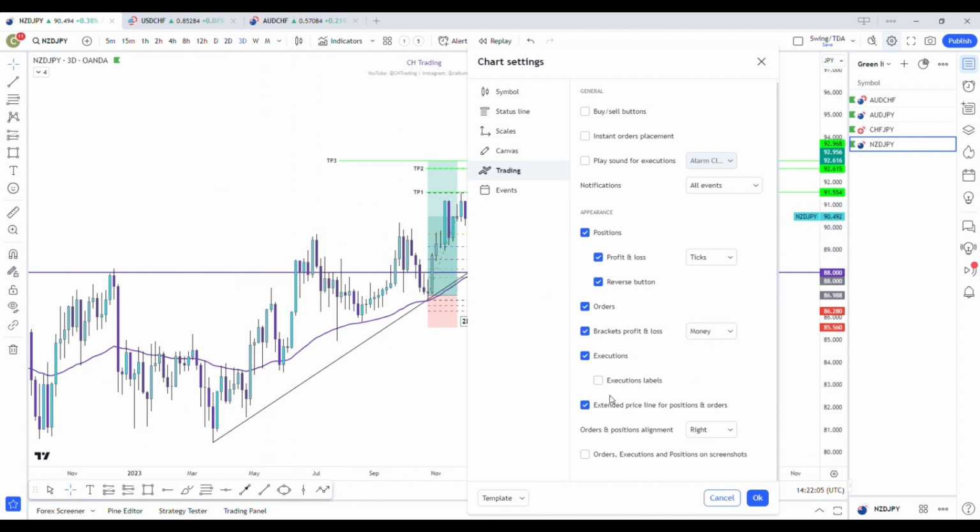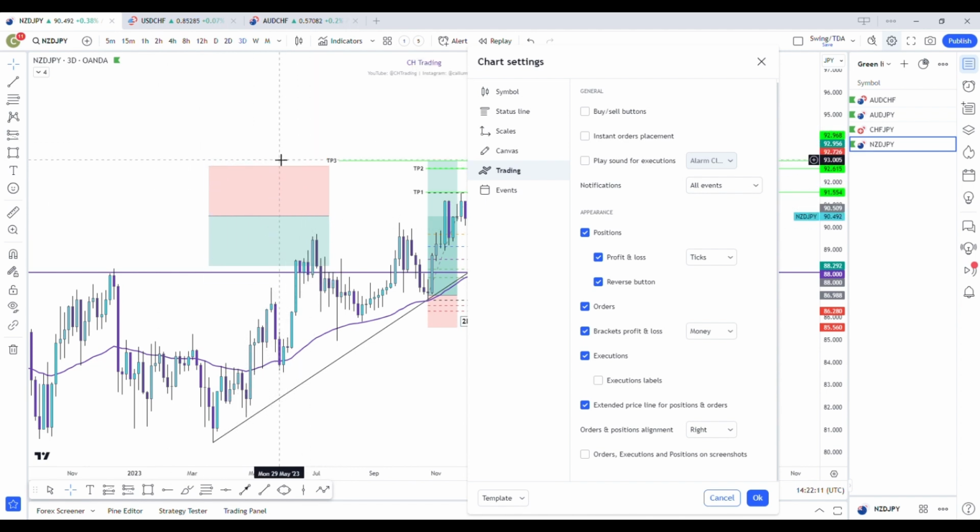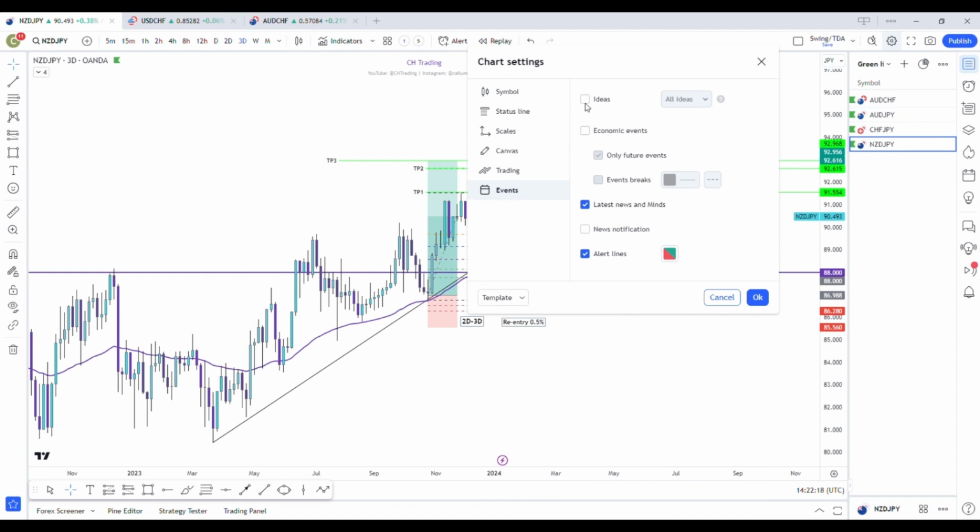Apart from that, when I'm using this, I only really use the risk reward ratio and the value in pips, to be honest with you. So I just make sure that's covered. I don't read too much into that. Events, you can take off these sort of things that are at the bottom.